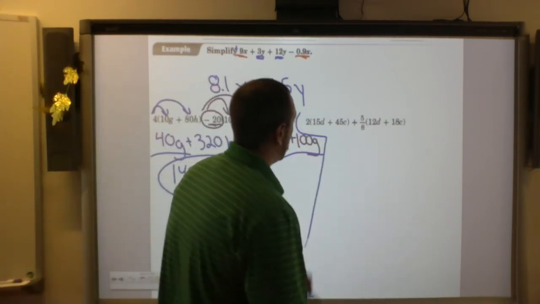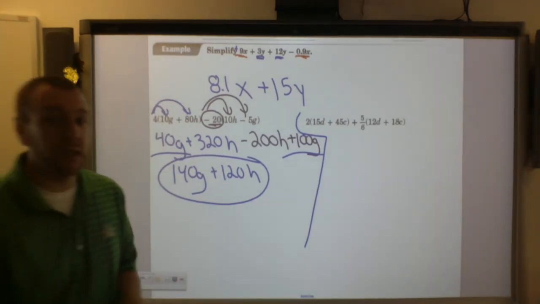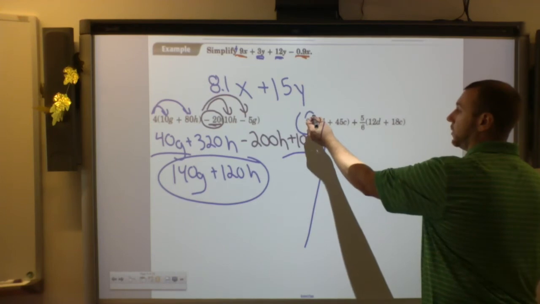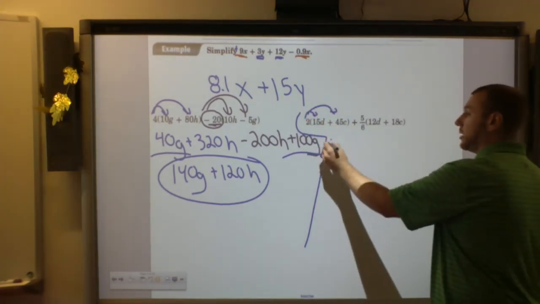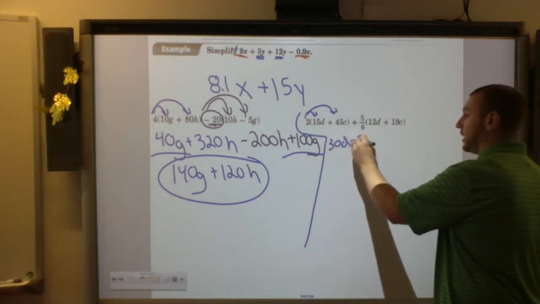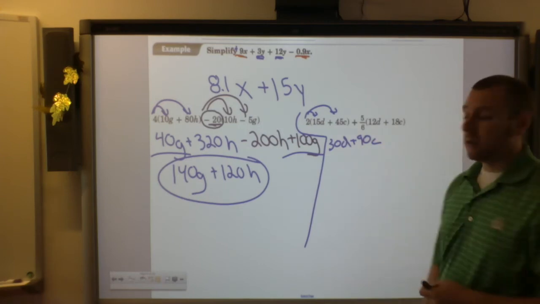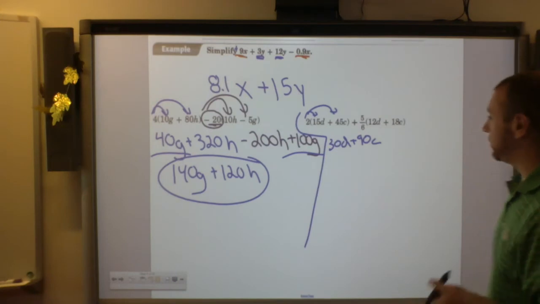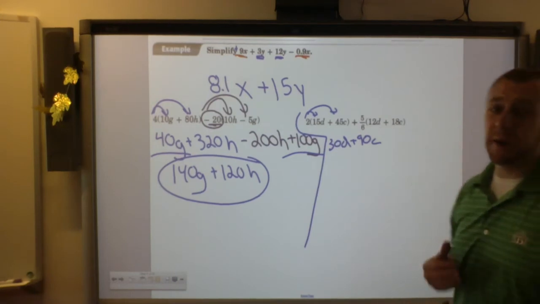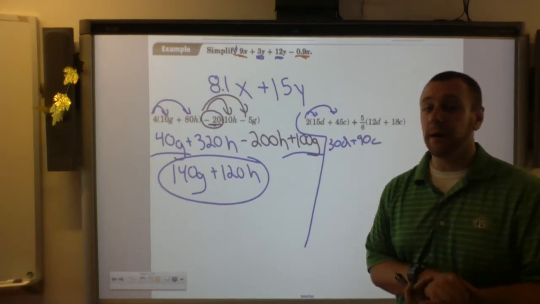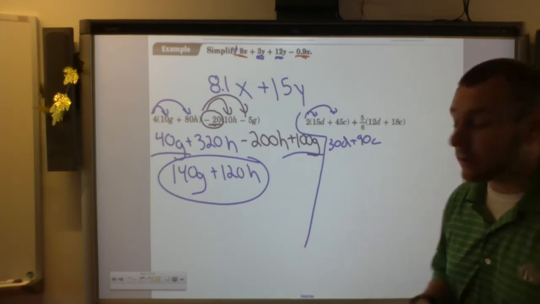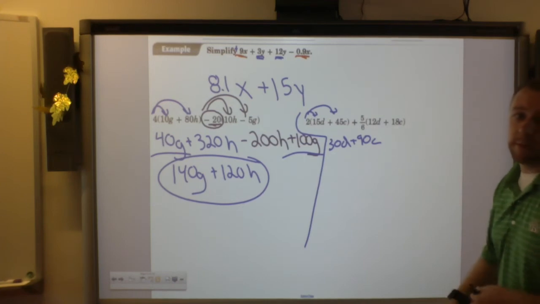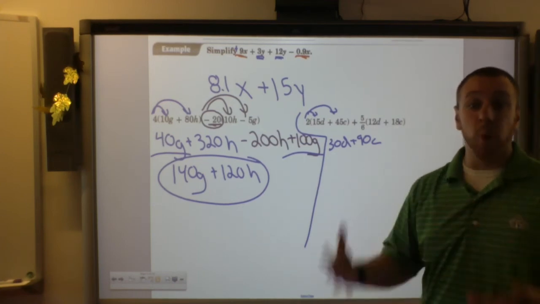Now, I'm going to do the same process with this problem. I'm going to distribute the 2, and I'm going to get 30d plus 90c in the first parenthesis. Now, I got a fraction. And I chose this problem because so many people have problems working with fractions. Here's the trick. I'm multiplying. I'm not adding, I'm not subtracting, I'm multiplying.